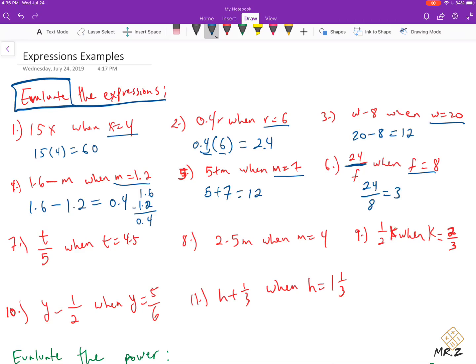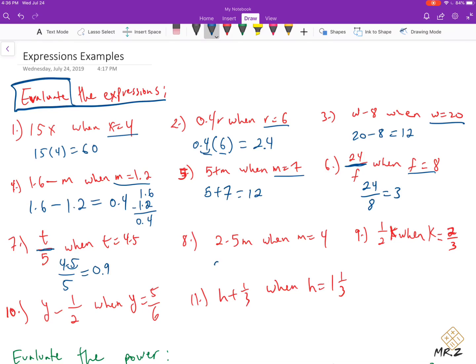T over 5, and that's just the same again, T divided by 5. T is 4.5, so 4.5 divided by 5. Again, that's just the same thing. If you were just to do 45 divided by 5, I know that is 9. And again, one decimal place, so you get 0.9.